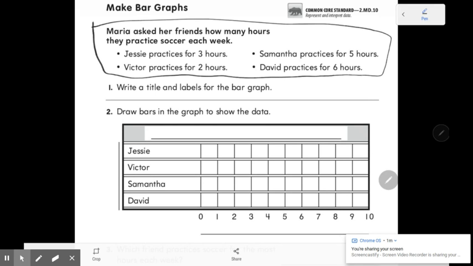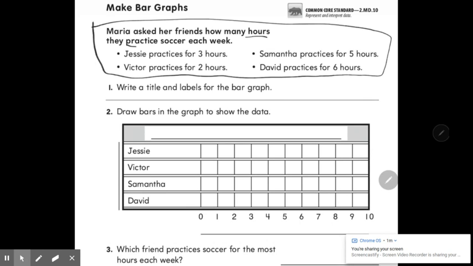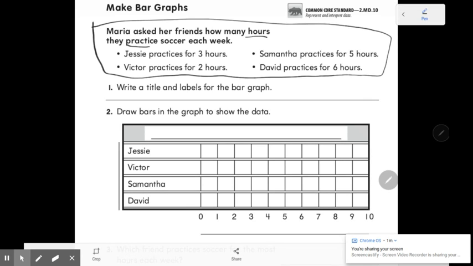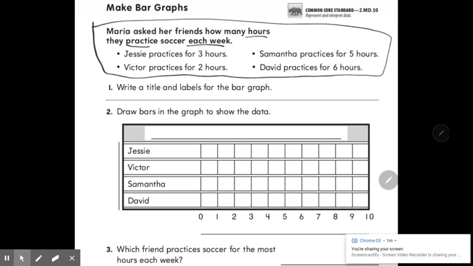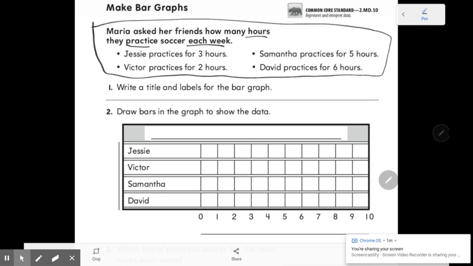So the first thing that we want to do is create the title of what is being recorded. Now we know that Maria asked how many hours they practice. Now, when they practice, they're playing. Playing what? They're playing soccer. How often are we going to do it? Are we going to do it hourly or weekly? It says each week. So we're going to use part of her information to create our title. So we're going to say hours.